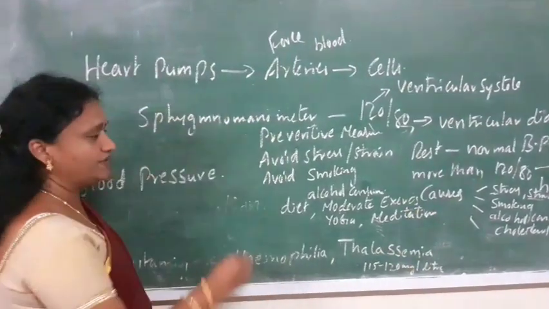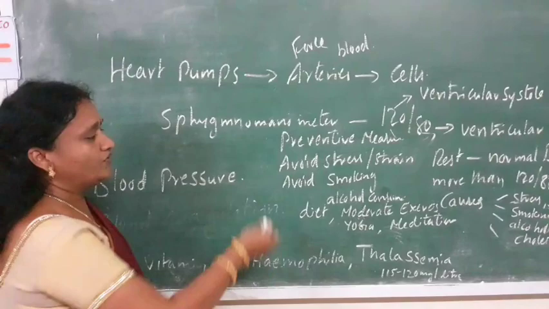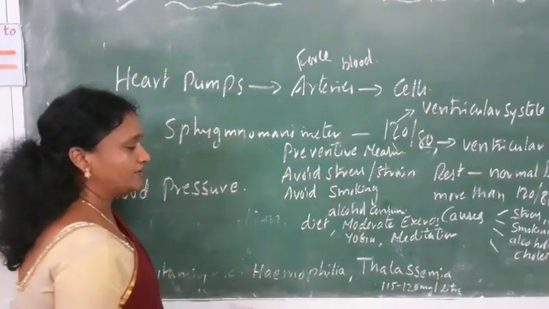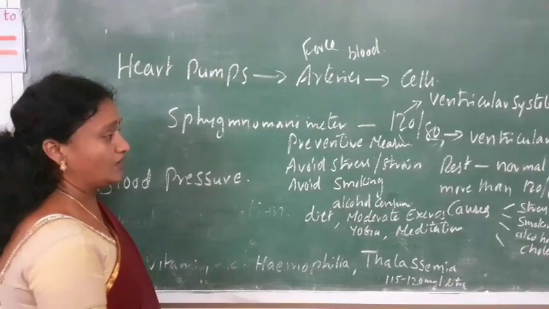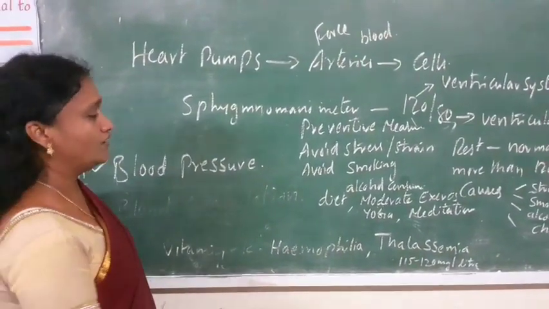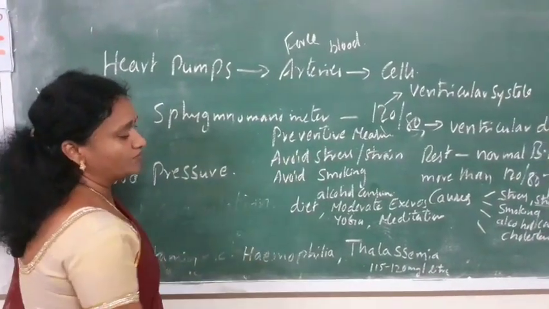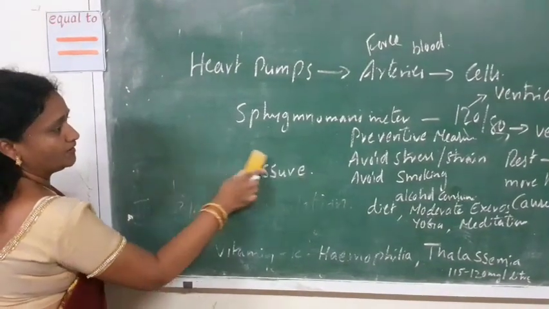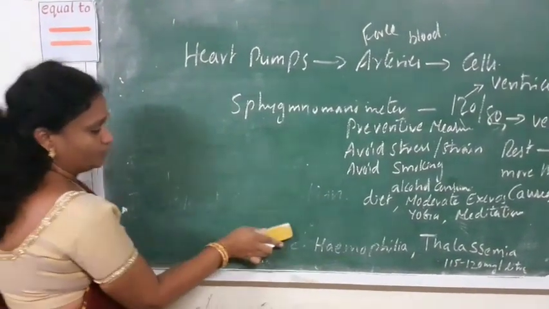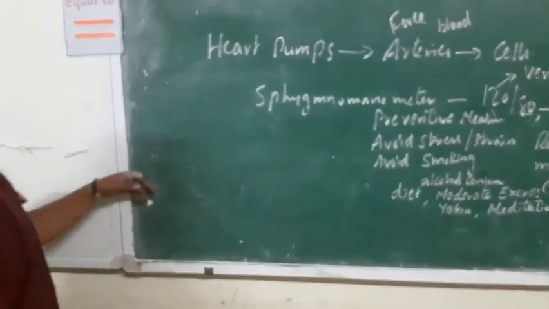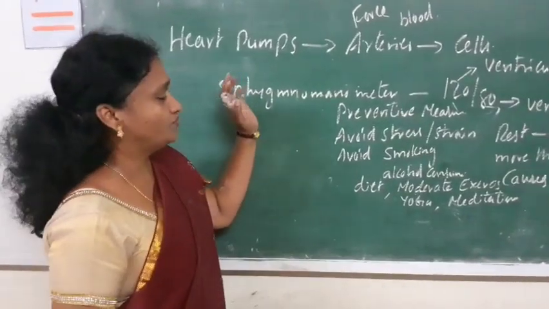If you follow these steps, at least we can keep our body healthy, that is, we can come to the normal blood pressure. So these are the things we have to follow in order to control our BP. Next we'll go for the next important topic after blood pressure. Now you might have understood about blood pressure. A sphygmomanometer is used to measure the BP.